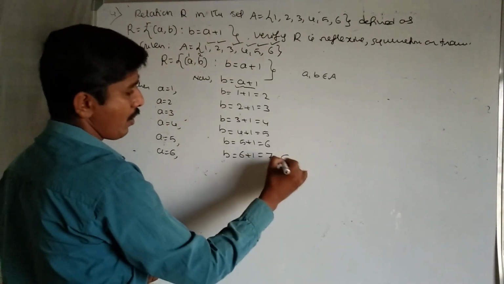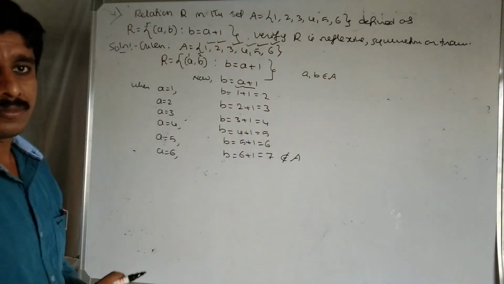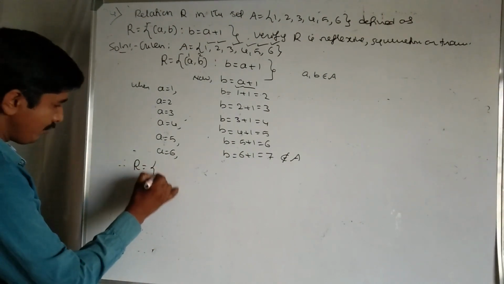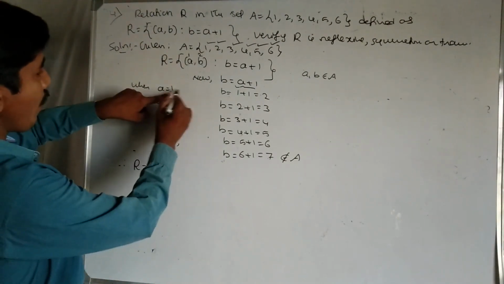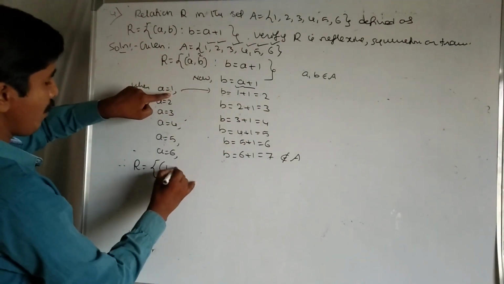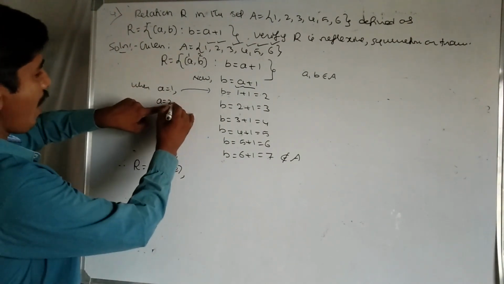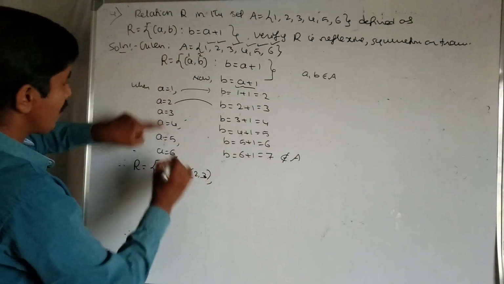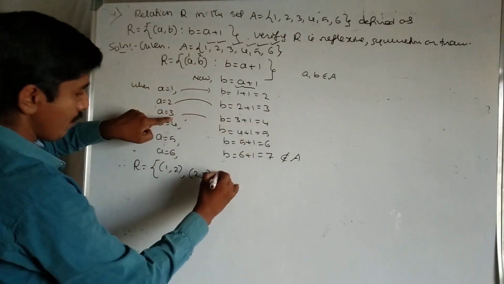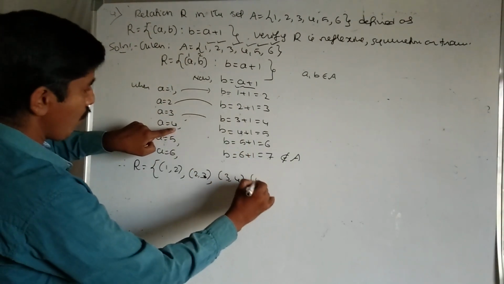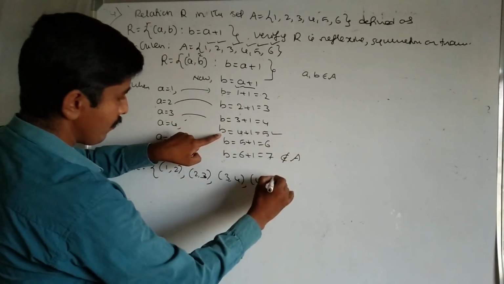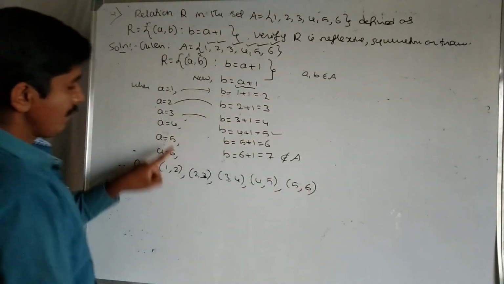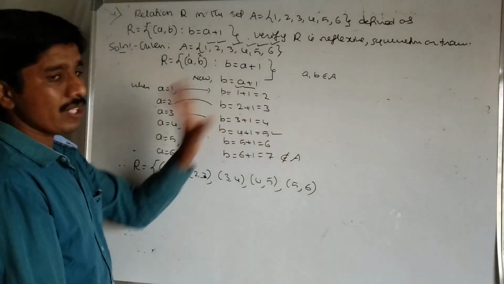Here 7 does not belong to the given set T. Now I am writing the relation elements. R equal to, here A equal to 1, corresponding B value 2, (1, 2). Next, A value 2, corresponding B value 3, (2, 3). Next, A equal to 3, corresponding B value 4, (3, 4). When A equal to 4, corresponding B value 5. Next, when A equal to 5, corresponding B value 6. It doesn't belong to the relation because 7 does not belong to the given set.